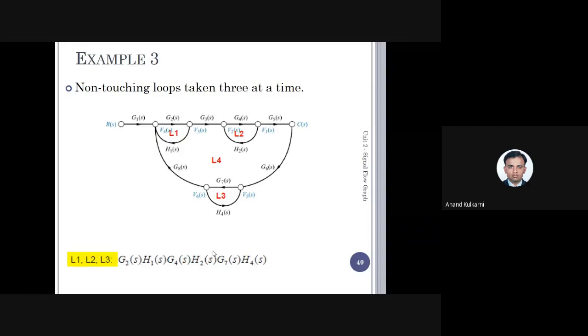Then once again, 3 non-touching loops taken 3 at a time: L1, L2 and L3 is the third option. So now as we have seen, there is only one P1.